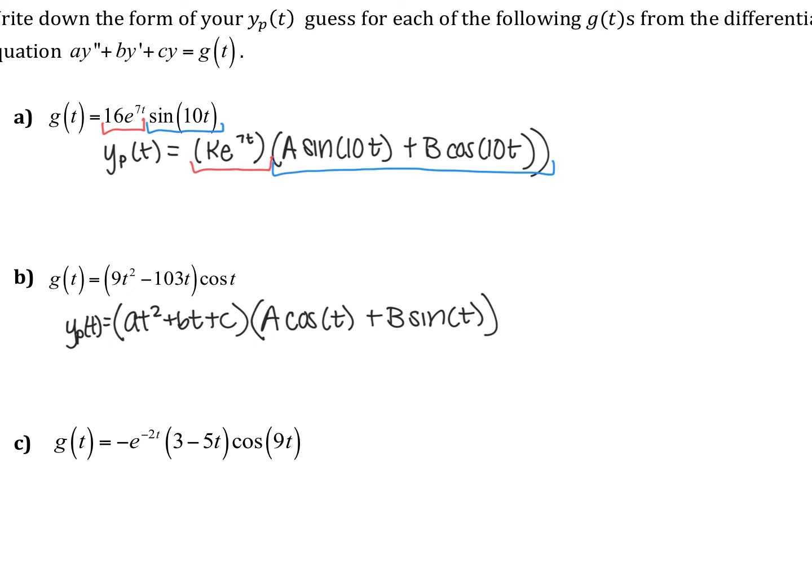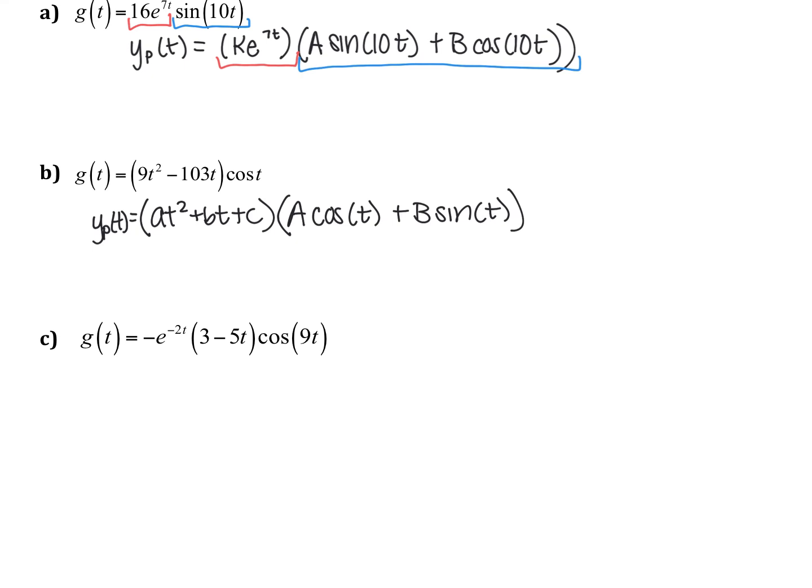All right, what about the C? Lot of constants. Does it make you sad? Happy? Stressed? All of the above. I'm not asking you to solve for this, not at this juncture. K e^(-2t) times what?